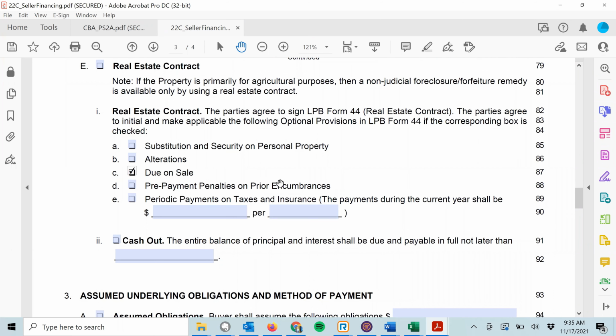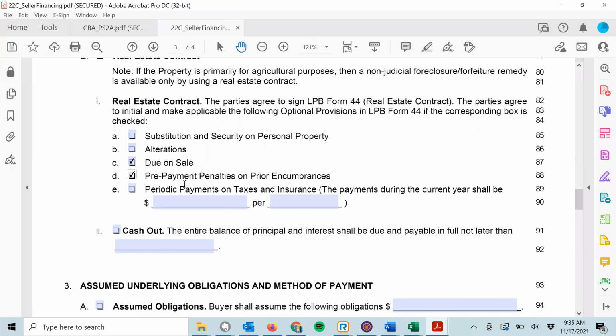Prepayment penalties on prior encumbrances. So that's a disclosure, right? If I have an underlying mortgage that has a prepayment penalty, that would affect the buyer because they couldn't pay it off early without triggering that penalty. So it's been 13 years since the Great Recession. So there aren't a lot of existing mortgages that have prepayment penalties, but there could be. So that's why that's in there.